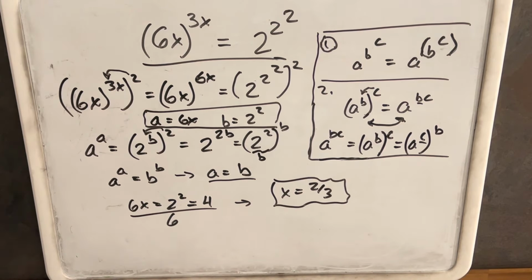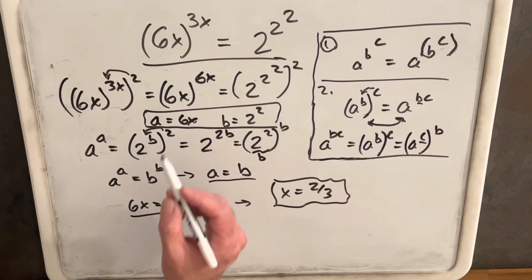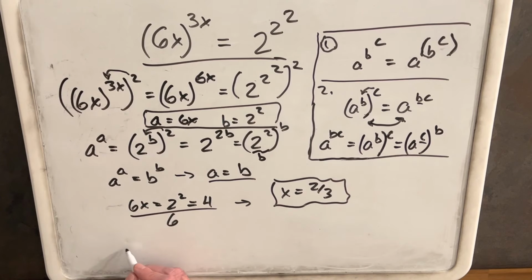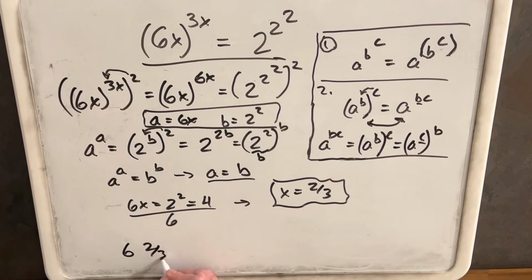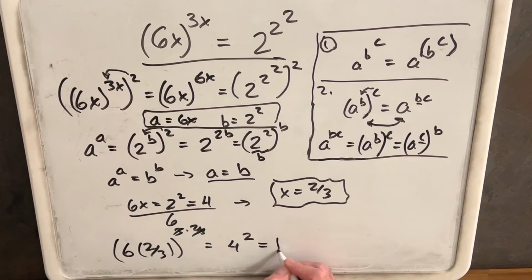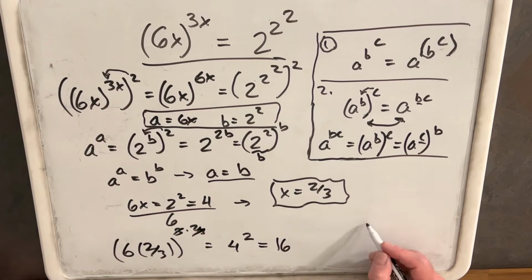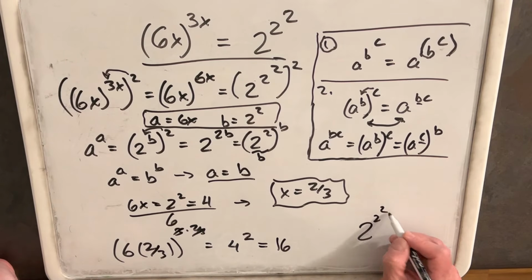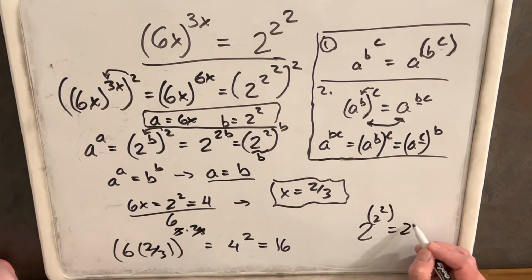Then I'm going to go back and plug it in just to see if this really works. If we have 6 times 2/3, that's going to be 4 inside here. The 3 times 2/3 in the exponent is going to cancel to a 2, so that's going to be 4^2, which is 16. But then 2^(2^2) is 2^4, which equals 16, so this works.